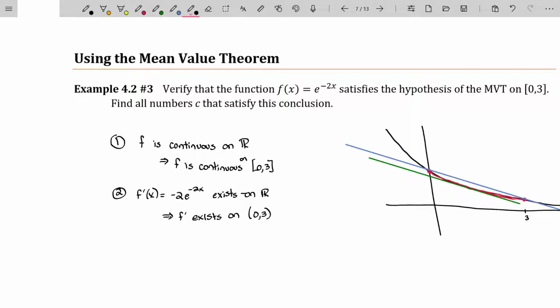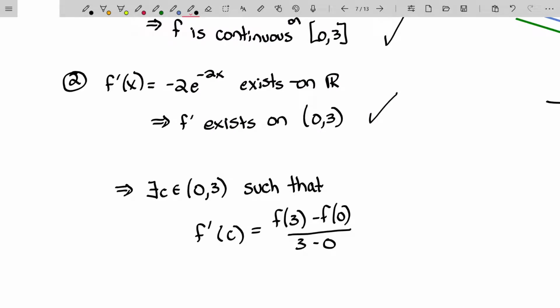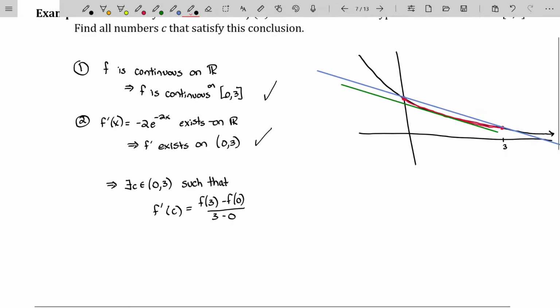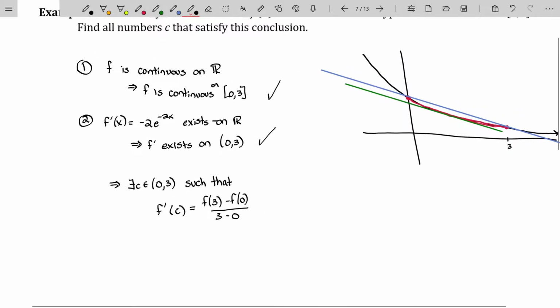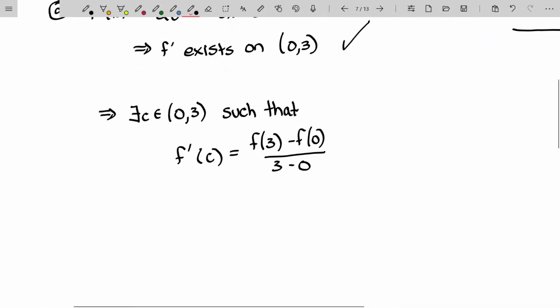Now that we have those two conditions met, check and check, that means that there is a point between 0 and 3. In fact, I'll write this down. There exists a point between 0 and 3 such that f prime at that c is equal to the slope of the secant line connecting the edges of that interval. That's the blue secant line, and there's basically some point c whose derivative at that point would match the slope of the secant line.